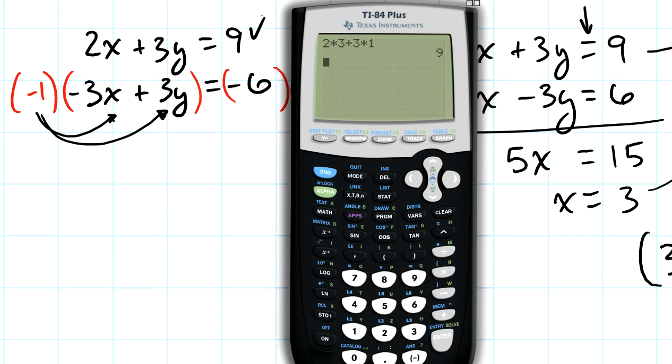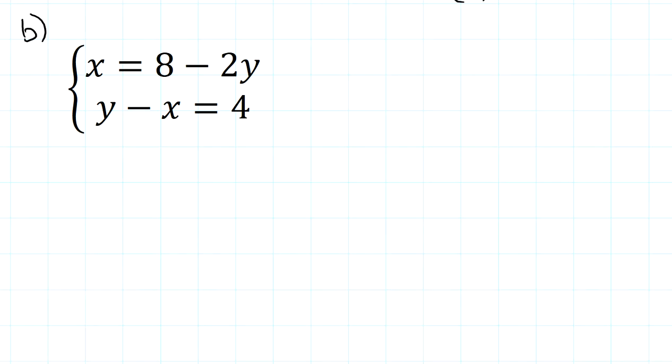Let's do the same thing for the second equation. The second equation says take the opposite of 3. So there's negative 3 times x times 3, and then plus 3 times 1. And when I do that, I get negative 6, which is exactly what I should have gotten. So I can see that the solution point here, x is 3, y is 1, totally works. The solution is x is 3, y is 1. Let's go on to part B.